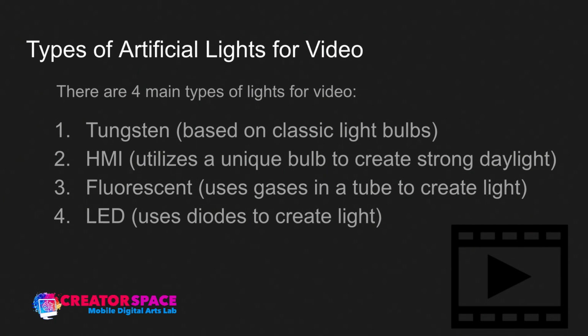HMI is a bit of a newer type. It's similar to halogen light bulbs; it has a metal particle and is a more complicated light bulb than tungsten. Number 3 is fluorescent, which we're all pretty familiar with. A lot of our homes and offices have fluorescent lighting. It essentially uses gases in a tube to create the light.